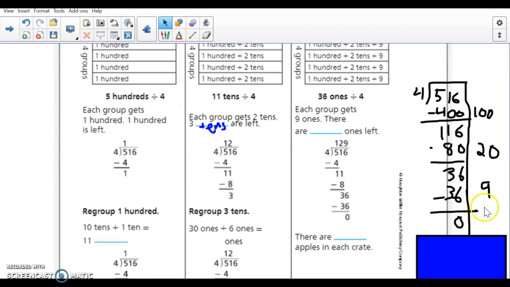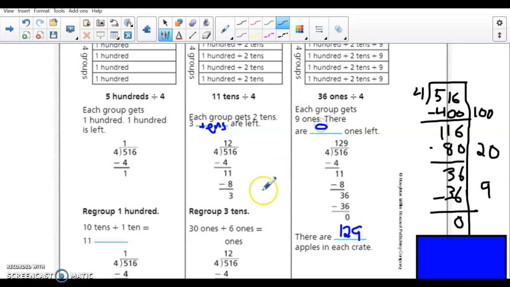And now we would just say there are 9 groups of 4 that can be pulled out of our remaining 36. And so that means once you add them all up, 100 plus 20 plus 9, that tells us there are 129 apples in each crate. We don't have any ones left over, so that means there is 0 remainder.